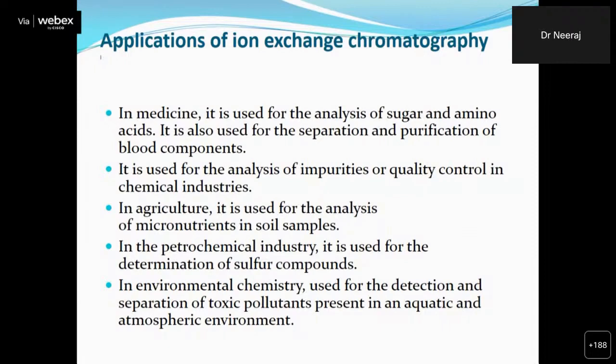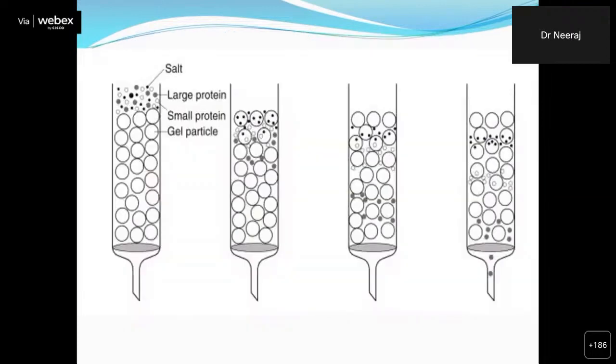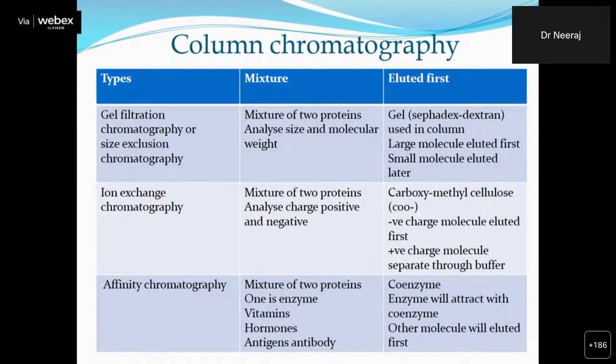In agriculture, it's used for the analysis of micronutrients in soil samples. In the petrochemical industry, it's used for determination of sulfur compounds. And in environmental chemistry, it's used for detection and separation of toxic pollutants present in aquatic and atmospheric environments. So as far as medicine is concerned, there is separation and purification of blood components. Now move to the third important one, affinity chromatography.